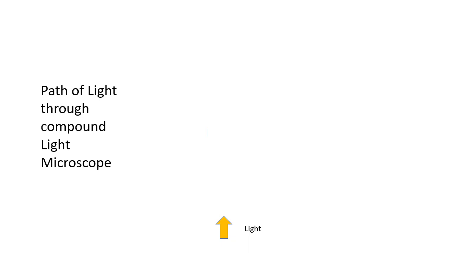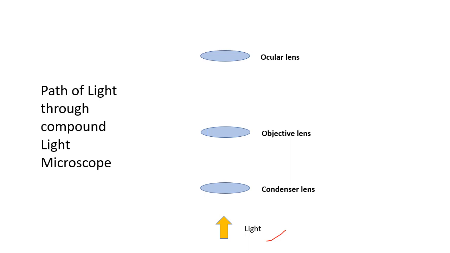So let's begin. How to draw this? Very simple method. First, draw a light. Draw an arrow, or you can put a bulb-like symbol here. This is the light, and these are the three lenses as I told earlier.